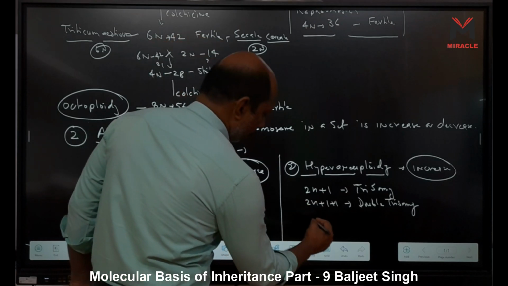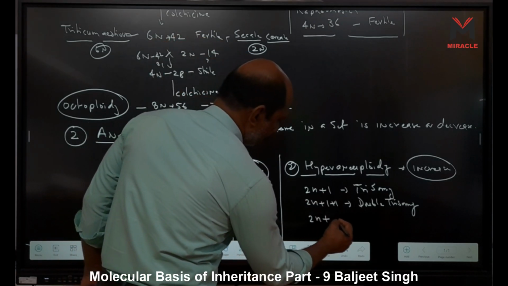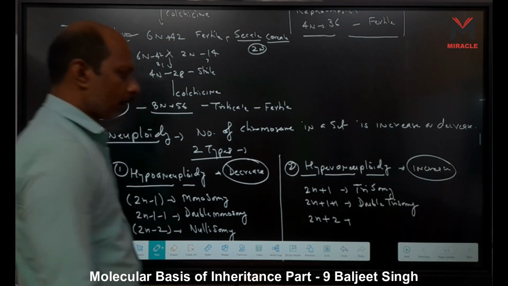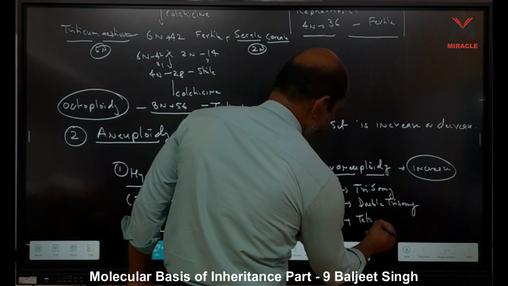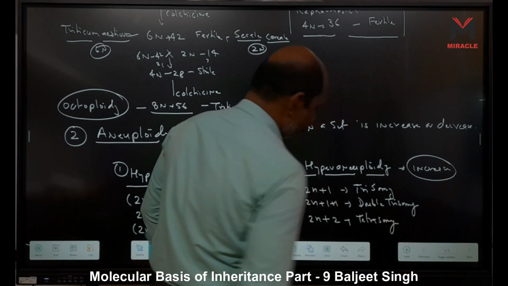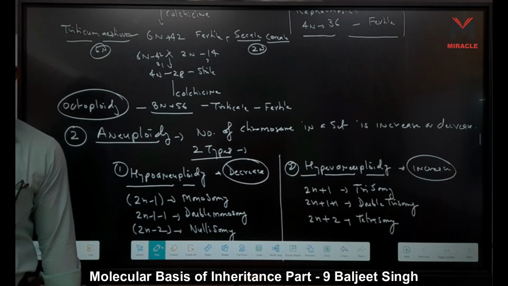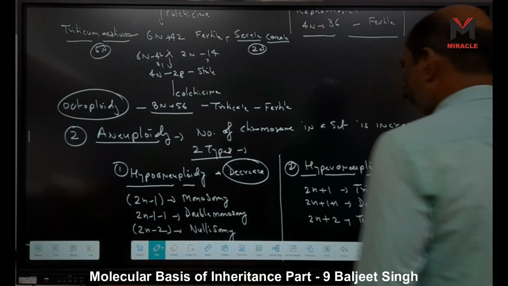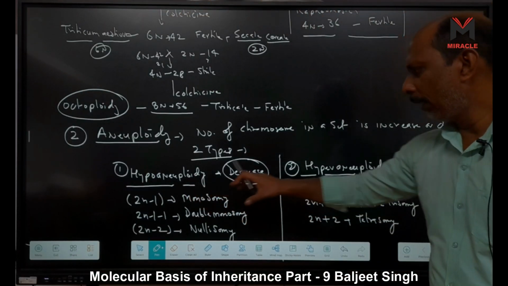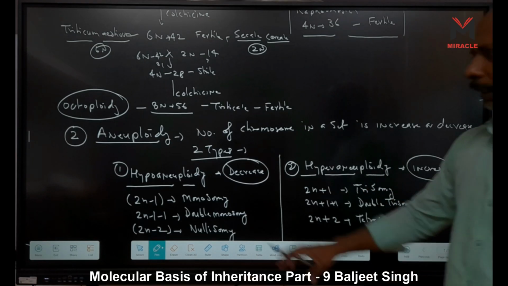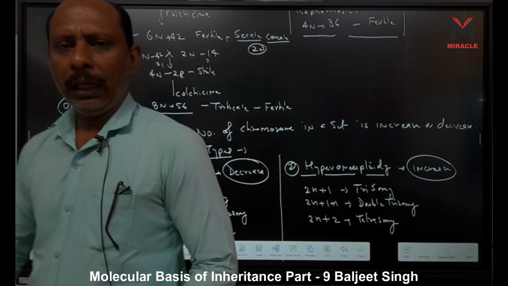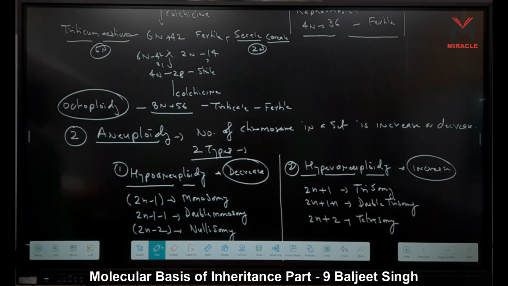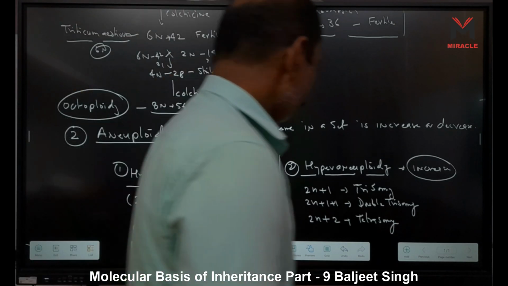When it is given 2n plus 2, it means it becomes 4, that is called tetrasomy. 2n plus 3, now it is called pentasomy because the number of chromosomes is more, right? So these are different terms we use for hypoaneuploidy or hyperaneuploidy, and these two types are present in aneuploidy, right? So these are different types of heteroploidy. Okay.